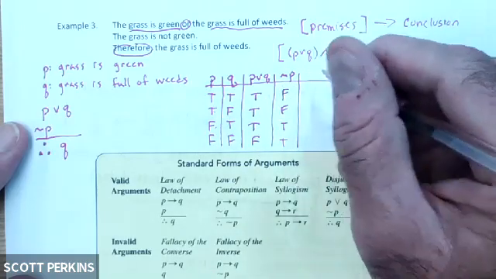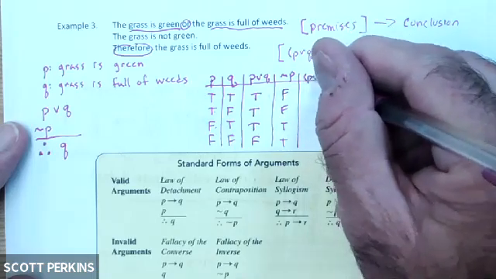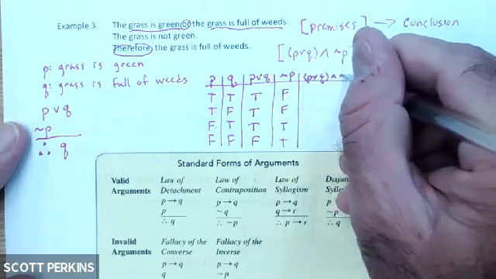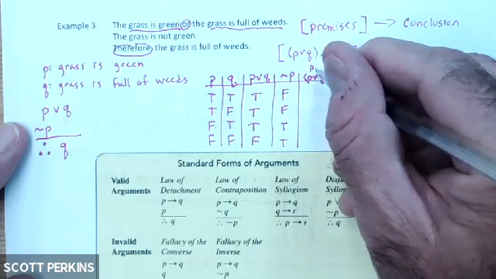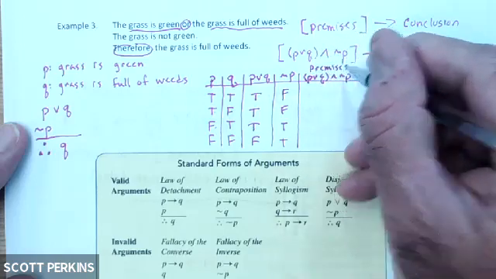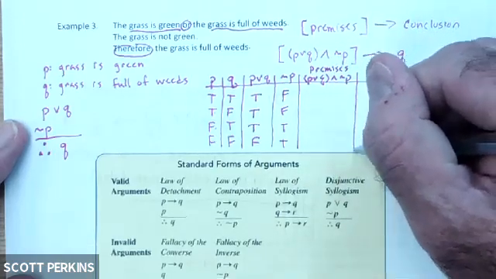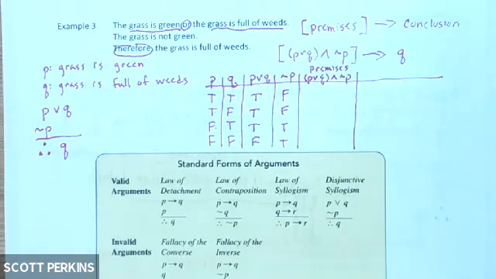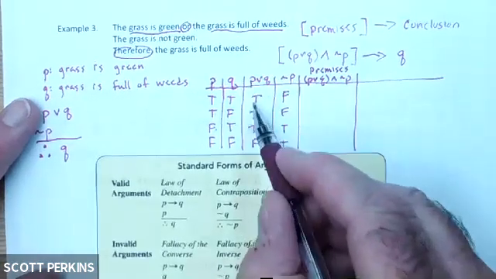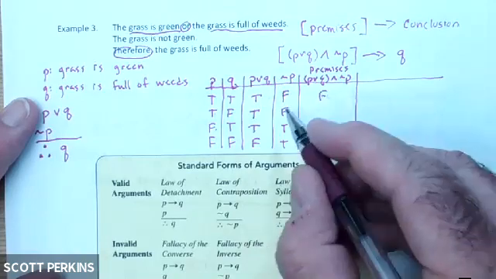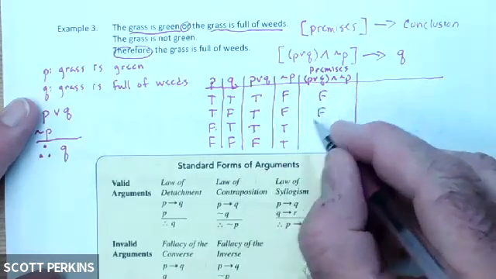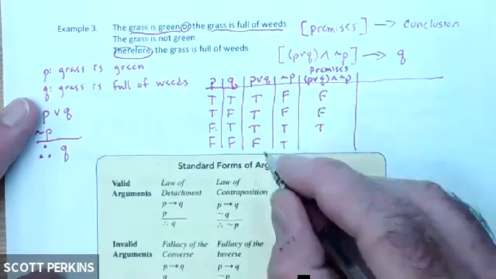And now what I'm going to do is combine them together with an and. As we just talked about, I'm going to label this right here that these are the premises, just so that we know what we're looking at. And it's an and statement. The and statement is true when both are true. So I've got true and false, that's false. True and false, that's false. True and true, and then false and true.